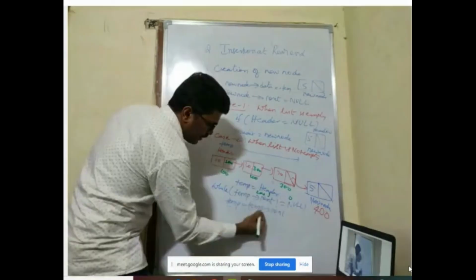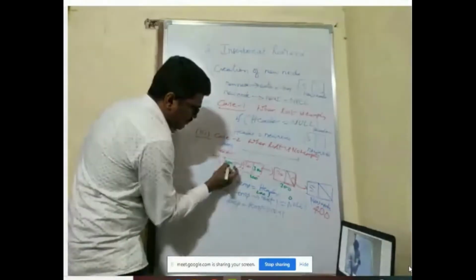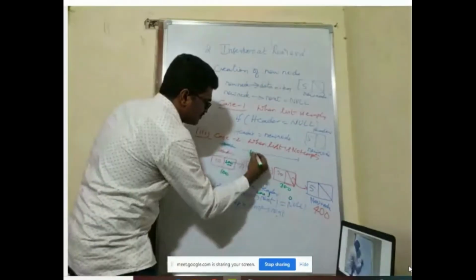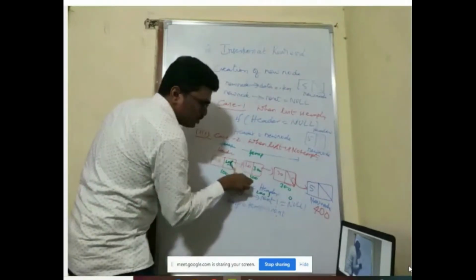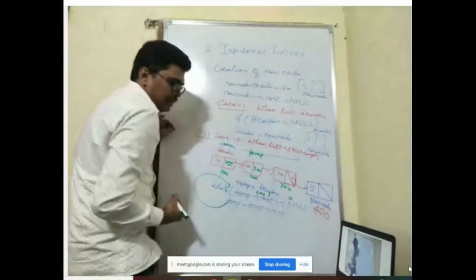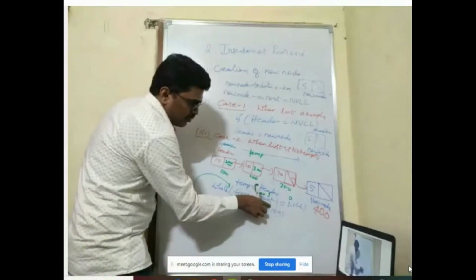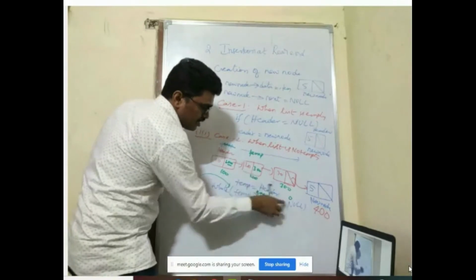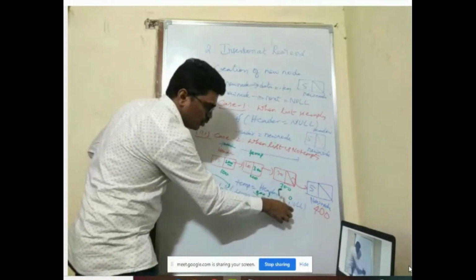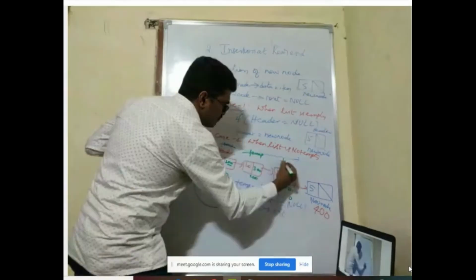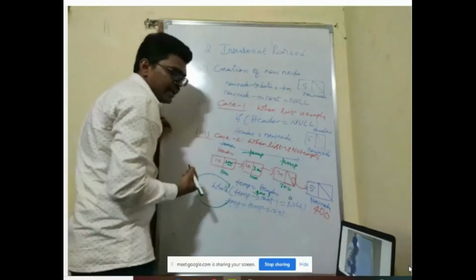What do I do? Temp equal to temp next. So temp will move to the 200th location. Now my loop will repeat. I am going to check temp next not equal to null. What is temp next? 300. 300 is not equal to null, condition is true. Temp equal to temp next, again temp goes here.